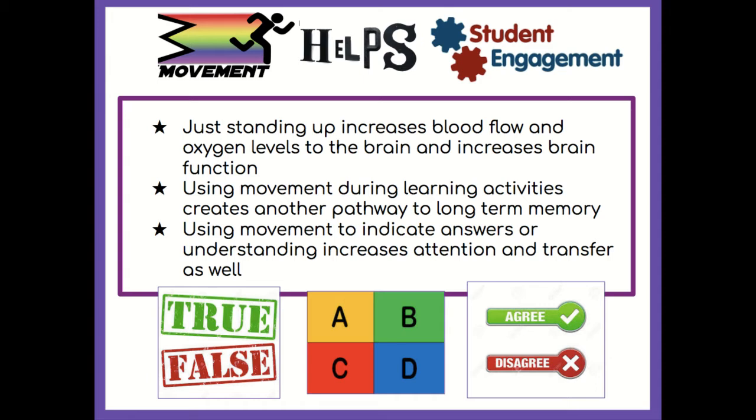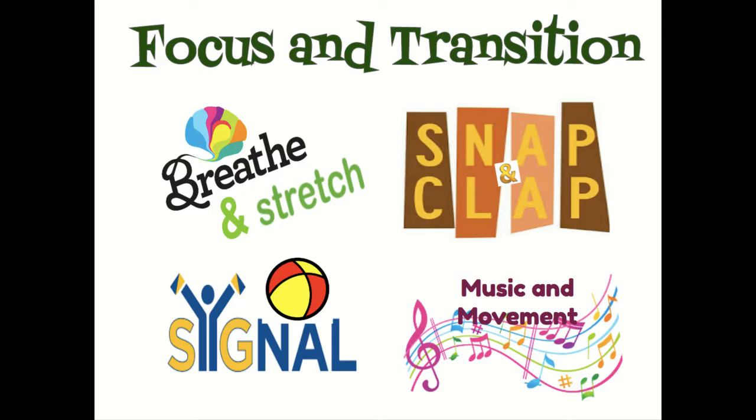Agreeing and disagreeing. Some of the strategies for movement are stand up if you agree, squat down if you disagree. Move to the left side of the room if you agree, the right side if you disagree. So just different strategies that can help with formative assessment and also keep your students engaged and learning.